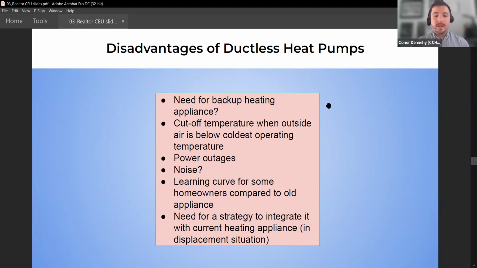And then, like I mentioned, if it's not your only heating appliance, you need to have a strategy for incorporating it. That strategy can be very simple, from just, it's November 15th, I'm not going to run it anymore, or it's 20 degrees, I'm not going to run it anymore, or you can have somebody take it to the nth degree with all sorts of calculations. So it all depends.